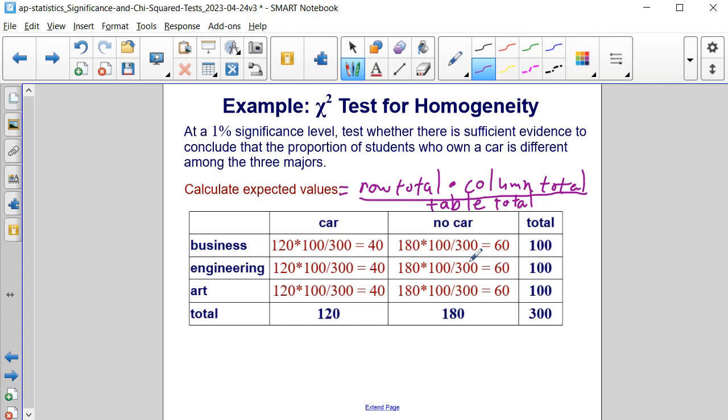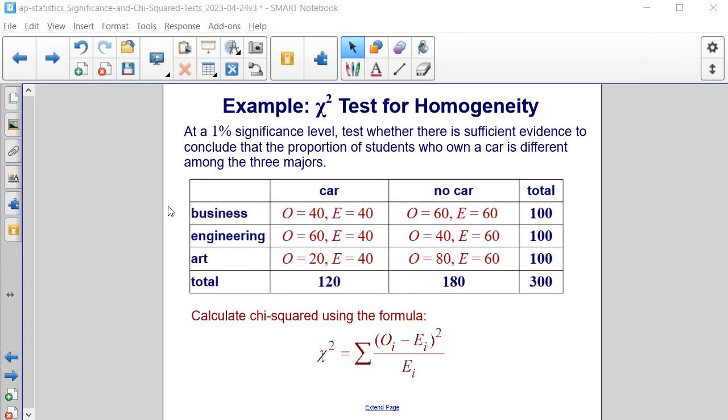And again, because these are the expected values or expected counts, these are what we expect them to be in theory. So they will all be consistent and the same. So we will get 60 for every cell within the no car column.